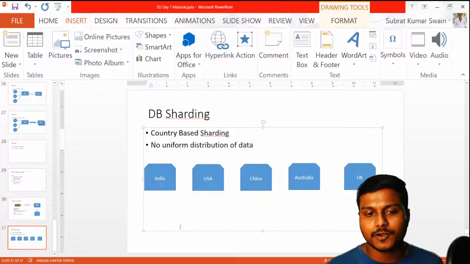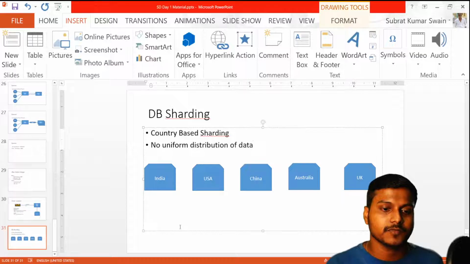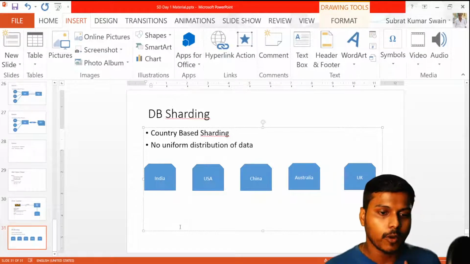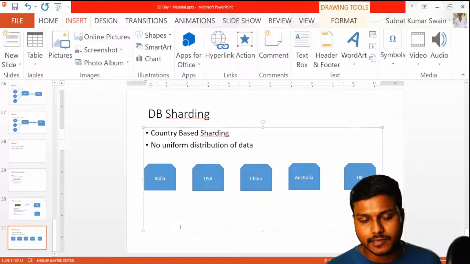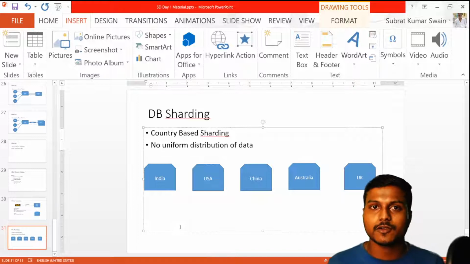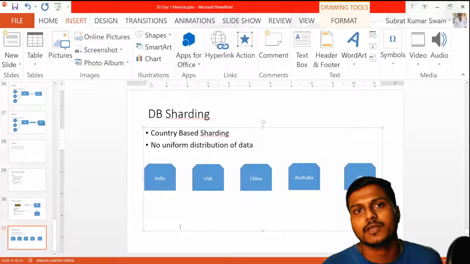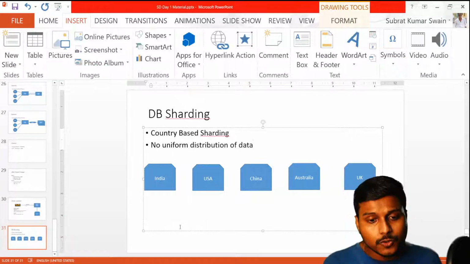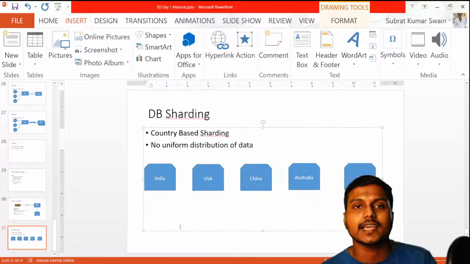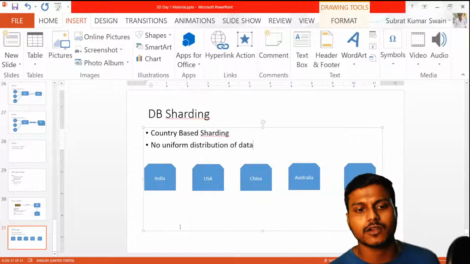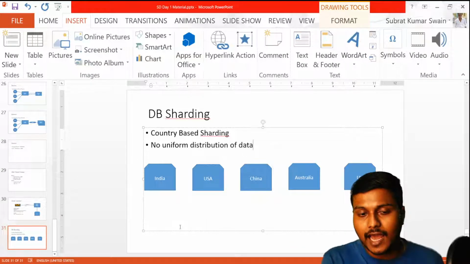That means what we are doing, we are overpopulating the India and China databases, but USA, Australia, UK would have very little data stored, and the database would be maybe empty. So there is no uniform distribution of data here. So country based sharding is not a good option in our case.